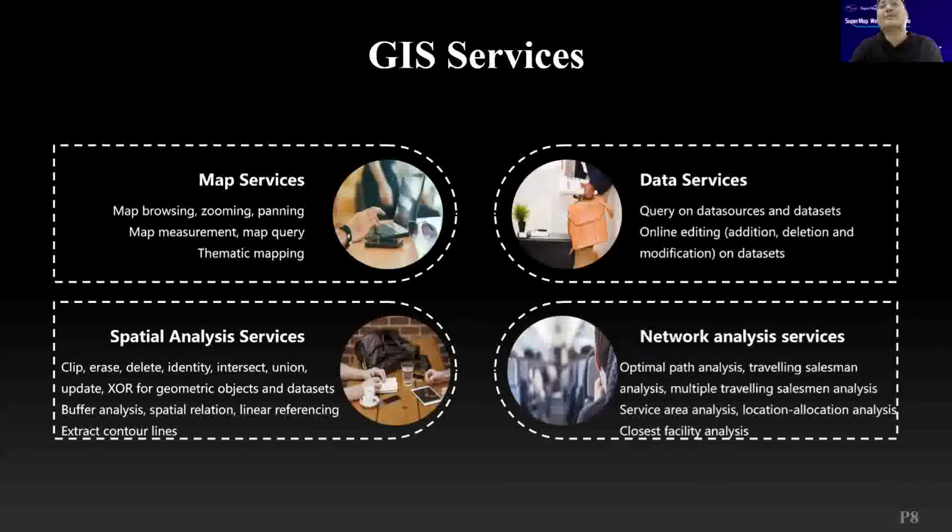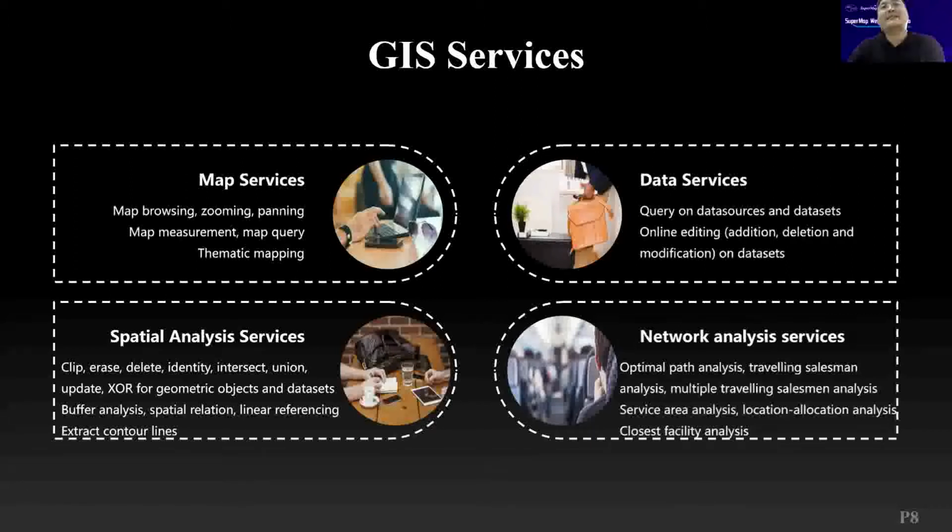Spatial analysis is an important capability in GIS. Here are listed some of the spatial analysis functions, such as clip, erase, delete, identify, intersect, union, update, XOR for geometric objects and datasets, and also buffer analysis, spatial relation, linear referencing, and extract contour lines.